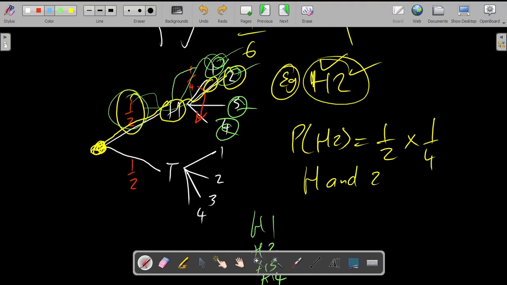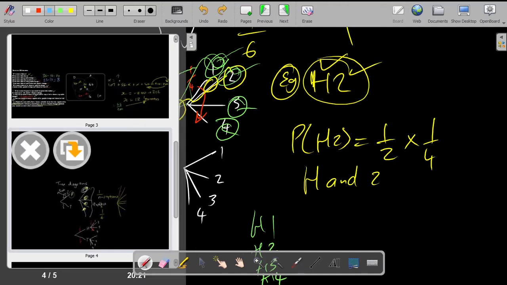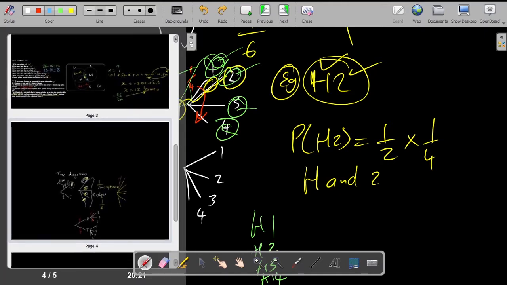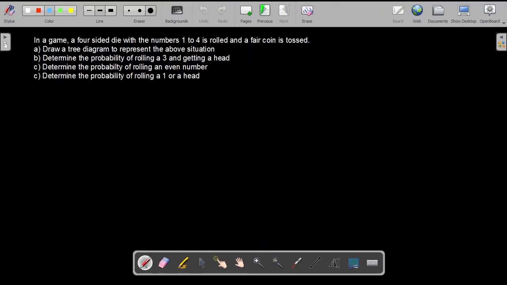I do hope that makes sense for now, and if it doesn't, then let's just go through an example so that I basically show all of this. So I'll go through two examples and they are related to tree diagrams. So here's the first example.